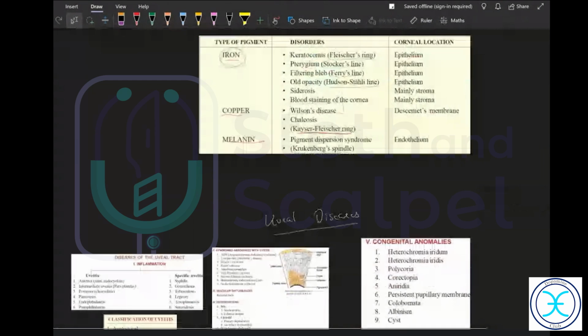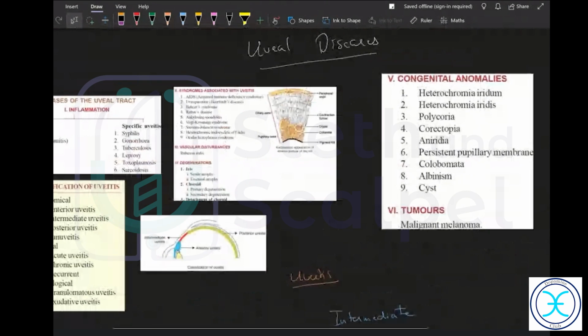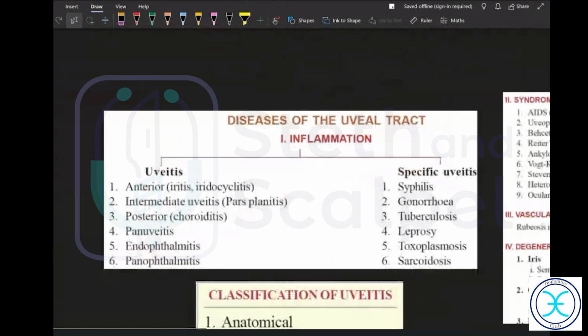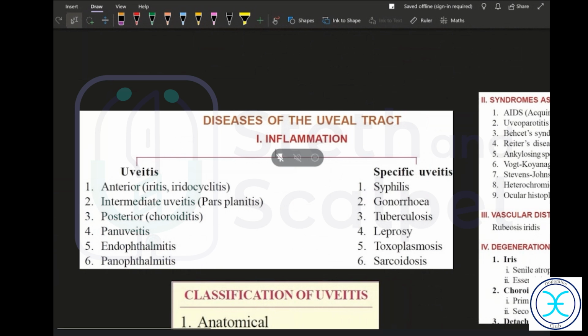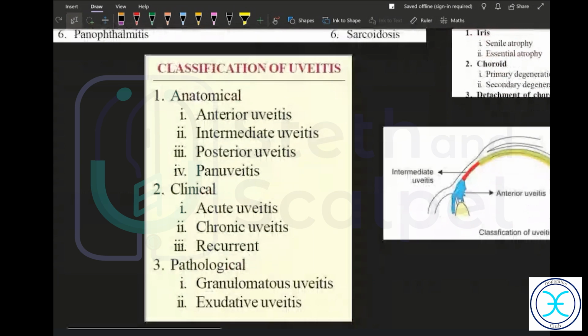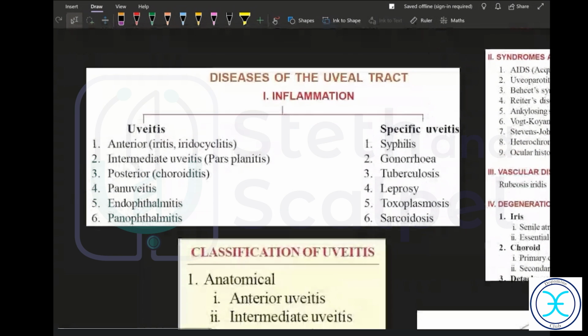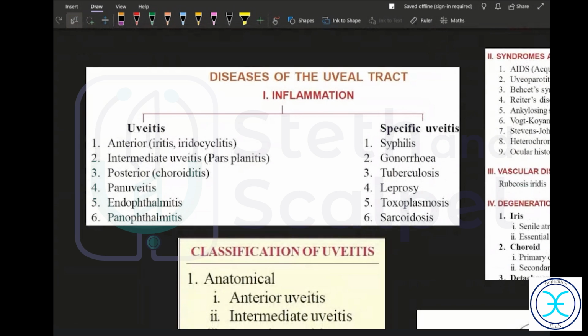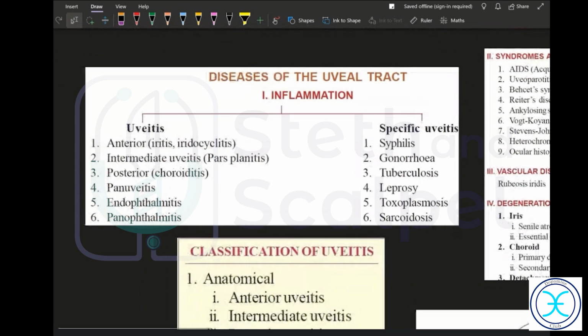So can someone tell me the different causes of uveitis? Infectious uveitis, non-infectious uveitis, and masquerade syndromes. Infectious, we can have bacterial, viral, fungal, parasitic, and rickettsial. And non-infectious, we can have traumatic, toxic, and immune-related problems. And masquerade syndromes are neoplastic and non-neoplastic, the two types.